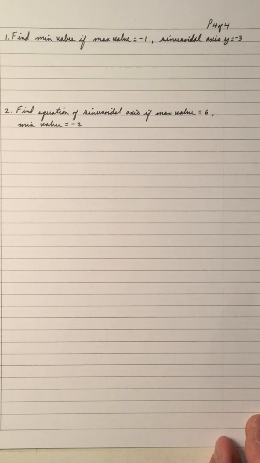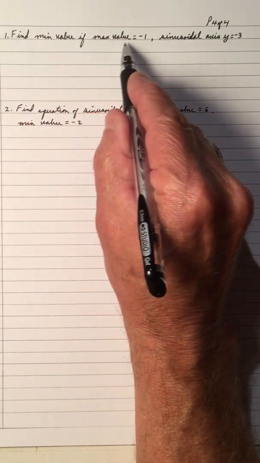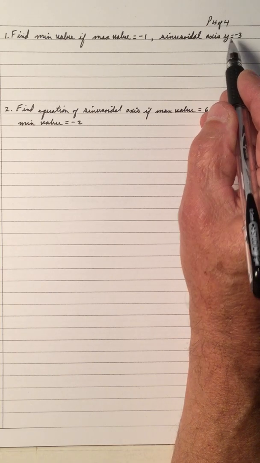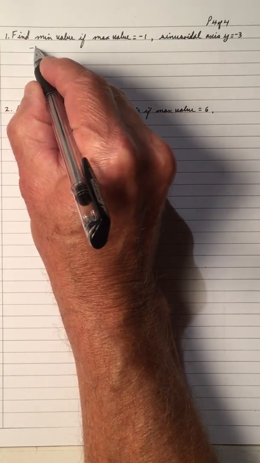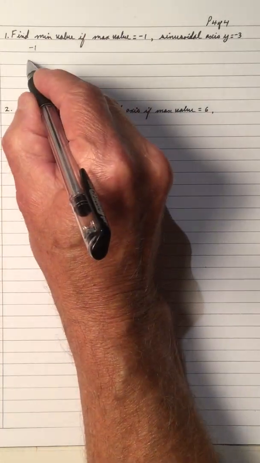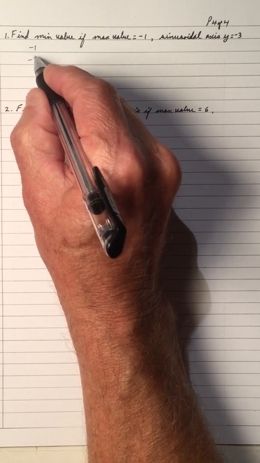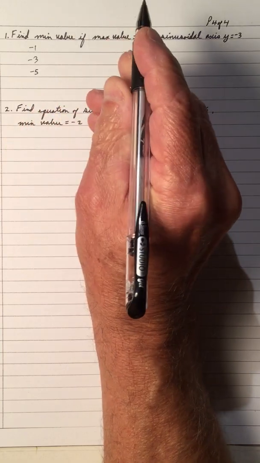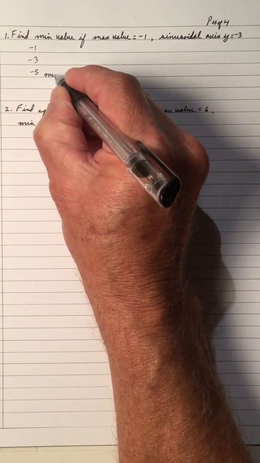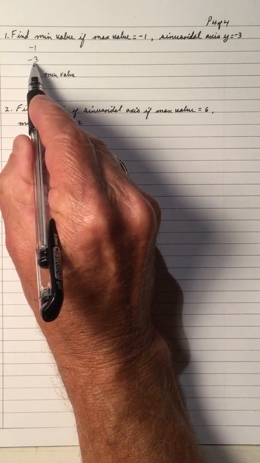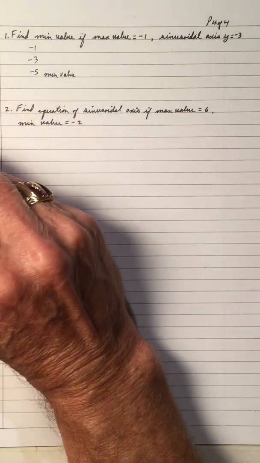Okay, let's do a couple more questions here. Just find the minimum value if the maximum value is -1 and the sinusoidal axis is y equals -3. So if the maximum value is -1, the sinusoidal axis is -3, that's in the middle. So there's two down, so this one must be -5. So it says find the minimum value. There's your max, that's in the middle, this is here, so the minimum value is -5.